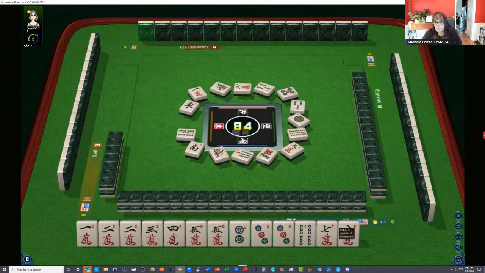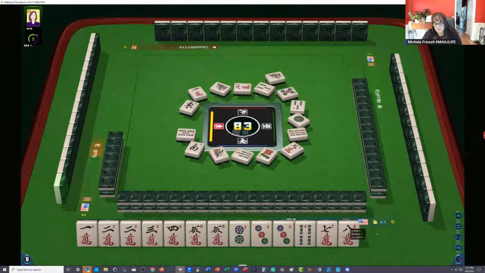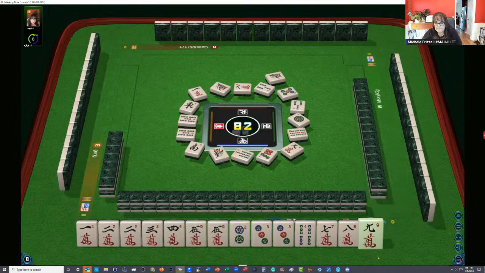So we have 2 discards before we need to pick a hand. We're 1 in between the first hand and the concealed hand. 5 bamboos. 9 characters.